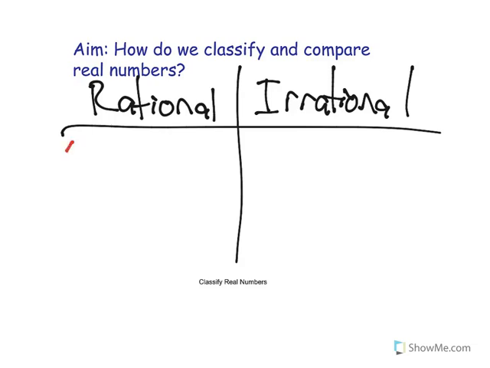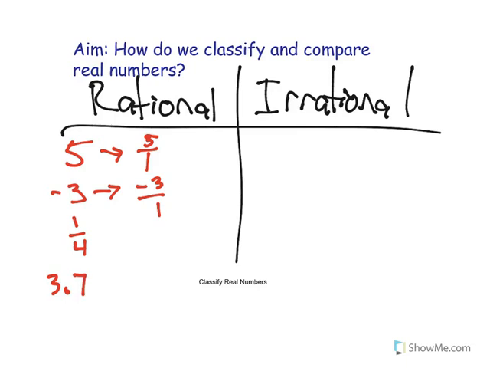So 5 is a rational number, right? Because we can write 5 as 5 divided by 1. And so is something like -3. I can write that as -3 divided by 1. Obviously, something like 1/4 doesn't need any conversion because it's already a fraction. And we're going to say, well, what about other decimals, right? What about 3 and 7/10? Well, I can write this as 3 and 7/10, but I can also write it as 37/10.